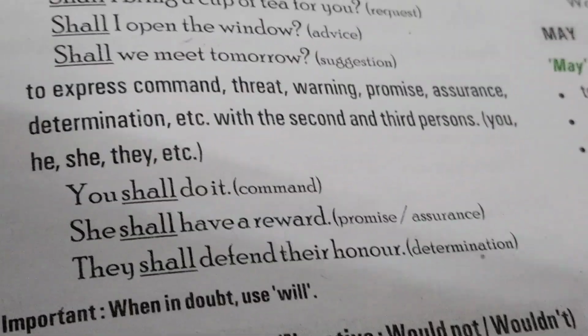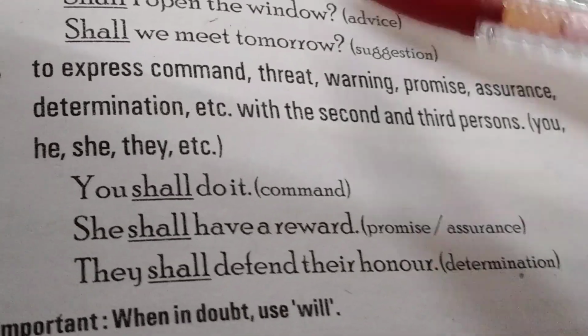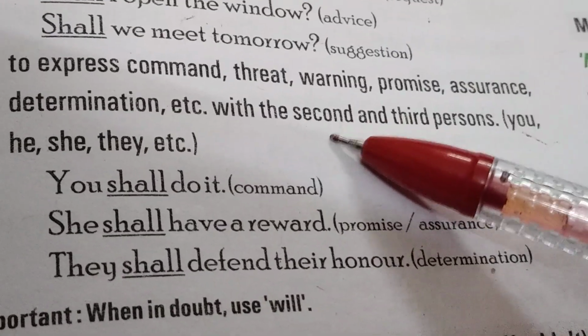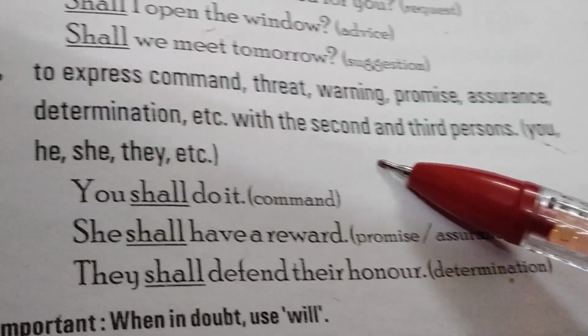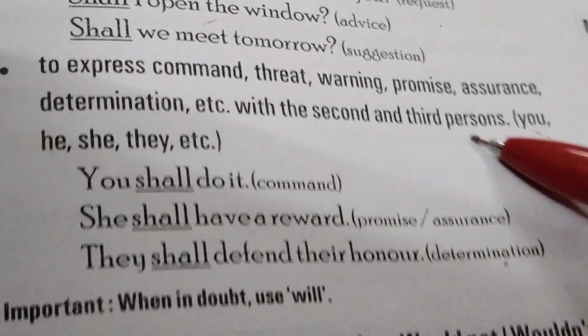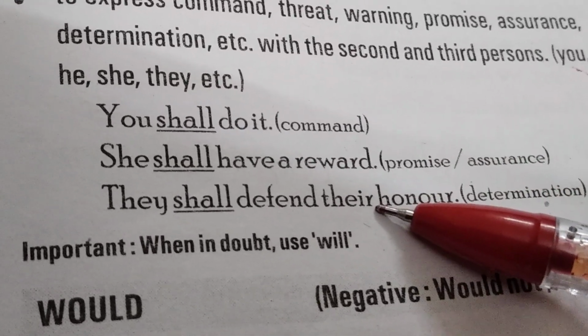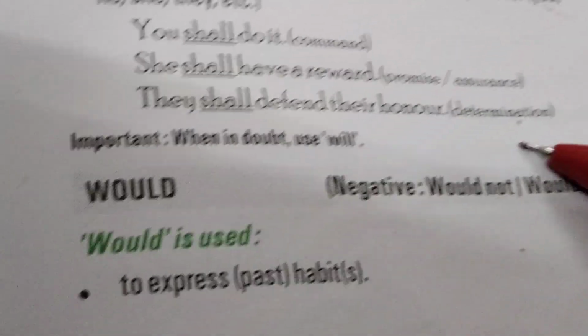Then, to express command, threat, warning, promise, assurance, determination, etc. with the second or third person. Now we were talking about will with first person, and the same thing is done by shall with second or third person. You shall do it, it's a command. She shall have a reward, promise or assurance. They shall defend their honor, it's a determination.